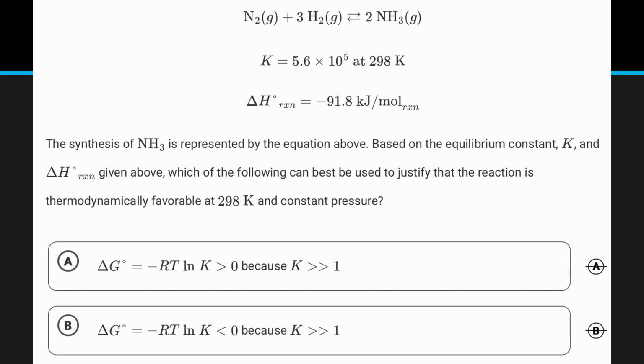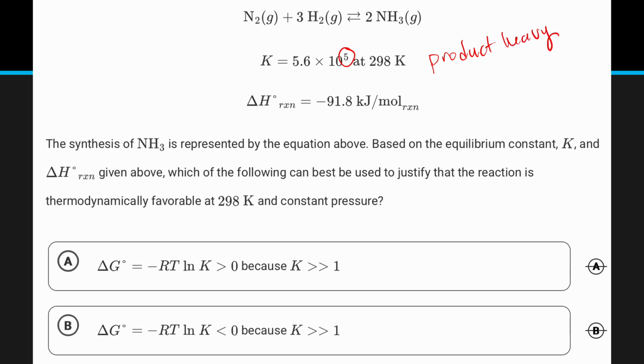All right, and this one says the synthesis of ammonia is represented by the equation above. Based on the equilibrium constant K and delta H given above, which of the following can best be used to justify that the reaction is thermodynamically favorable at 298 Kelvin and constant pressure? So let's first start with our K value. We can see that we have a K value of 5.6 times 10 to the negative fifth, which means I am definitely product heavy.